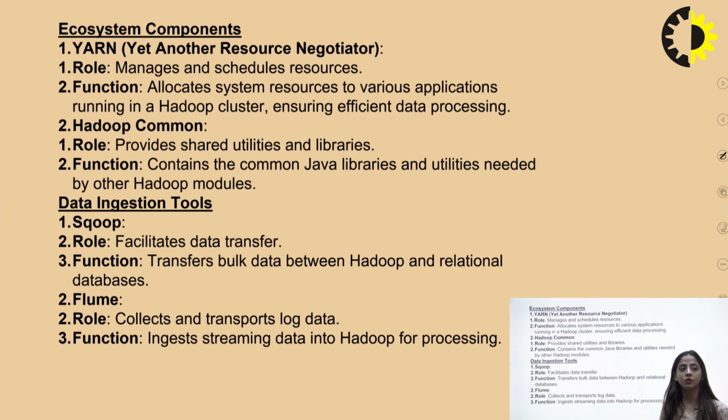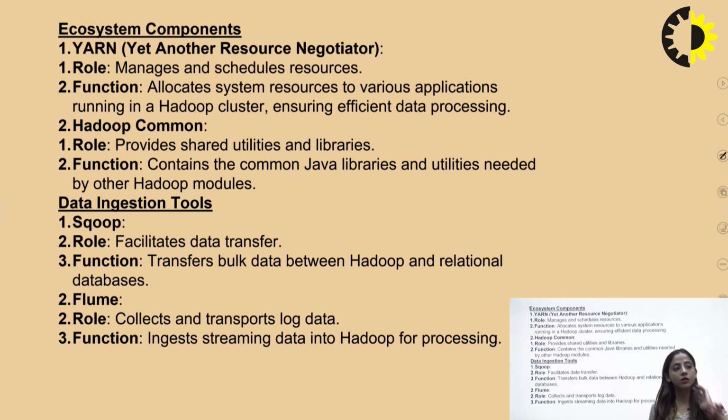Ecosystem components of Hadoop include YARN, Yet Another Resource Negotiator. Role of YARN is to manage and schedule resources. Function of YARN is to allocate system resources to various applications running in a Hadoop cluster, ensuring efficient data processing. Hadoop Common has a role to provide shared utilities and libraries. Its function is that it contains the common Java libraries and utilities needed by other Hadoop modules.